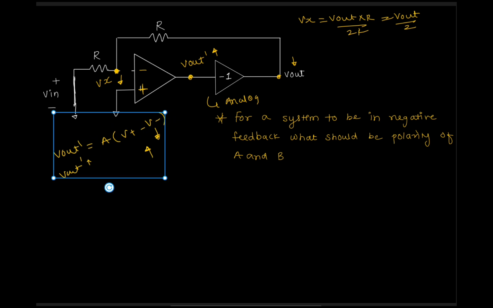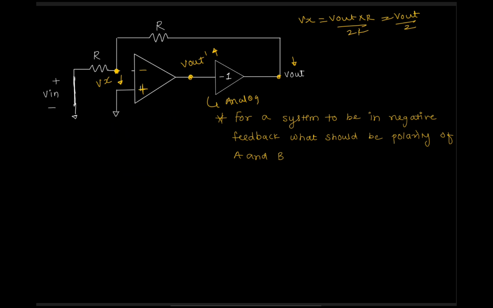Okay, this polarity is not correct, so we'll just reverse this polarity, because we just have two options. So if I reverse this, now I'll check. If Vx decreases, the positive terminal voltage decreases, then V out dash will definitely decrease. So that means this is the correct polarity.